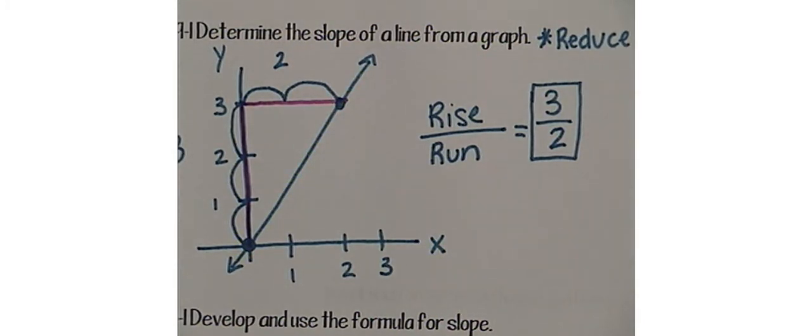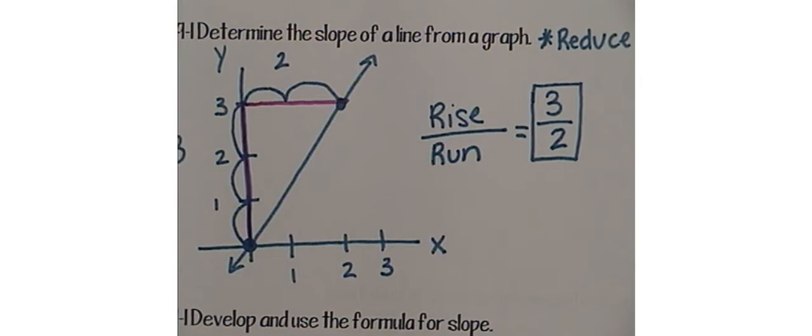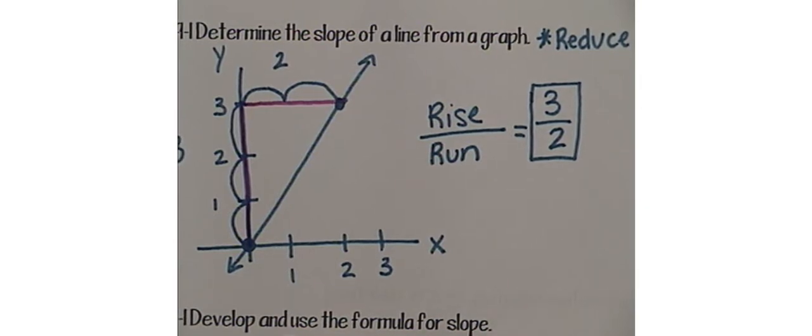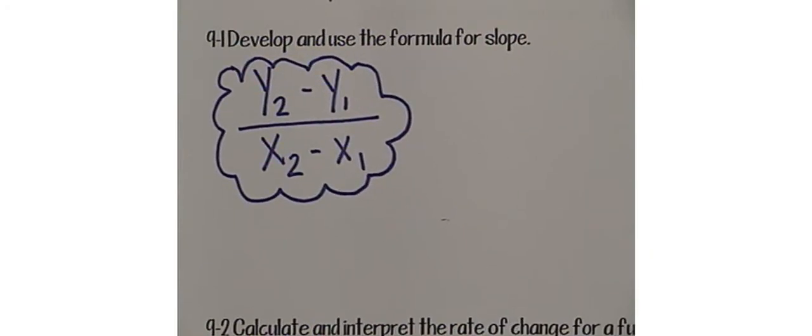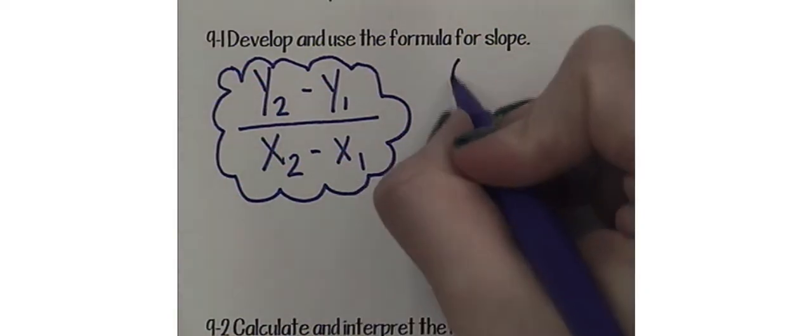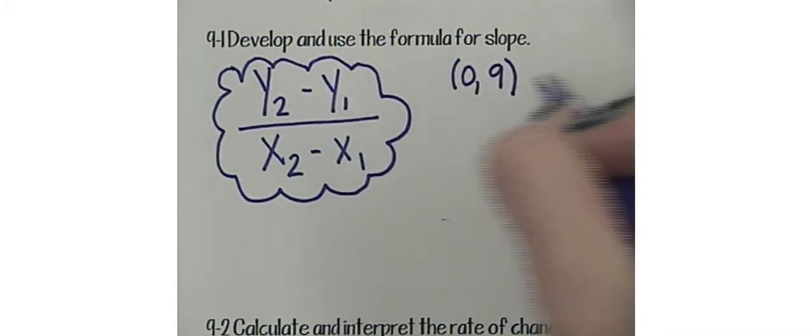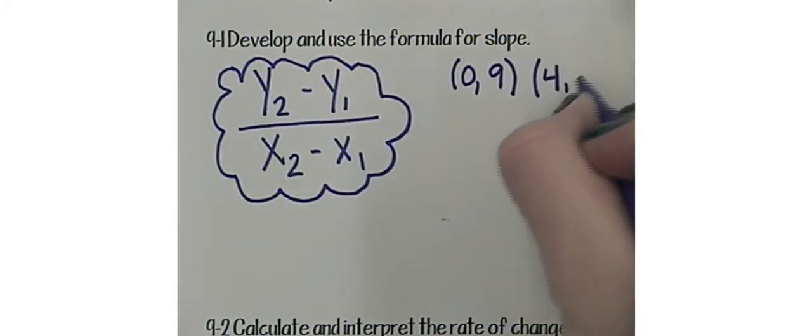Next, we're going to develop and use the formula for slope. So y2 minus y1 over x sub 2 minus x sub 1. This right here is our slope formula. Oops, let me move up the paper for you. And let's write down two ordered pairs: (0, 9) and (4, -8).